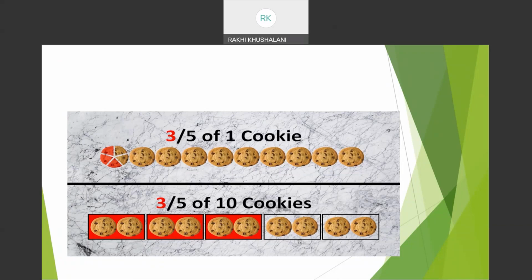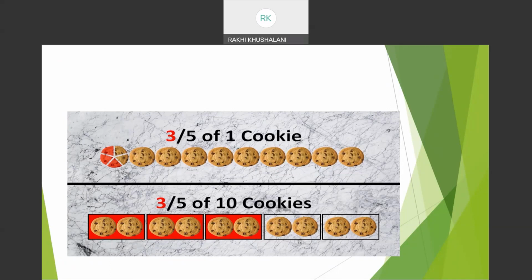Now see how the change has been done down. We have made groups of 2 cookies. Okay, there is one box. I packed in one box 2 cookies, another box another 2 cookies, another box another 2 cookies, then another box another 2 cookies, like that. So I got 5 groups of the cookies, right? And total there are 10 cookies. So what did I do? I picked up 3 groups from those 5 groups.